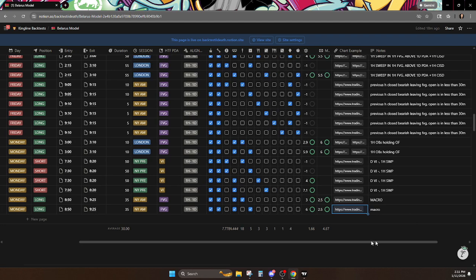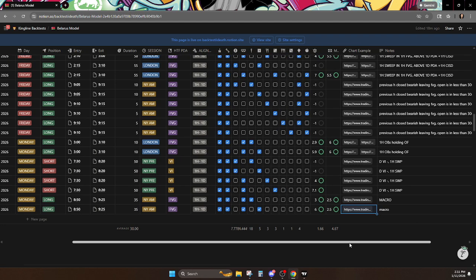All right, so macro entry. Just going to leave that as that. I don't have any other notes on this. Do you guys have any other notes on this? Maybe I can add that we swept the daily CE and then we're back above it before printing another fair value gap, but we can see that in the chart as well.